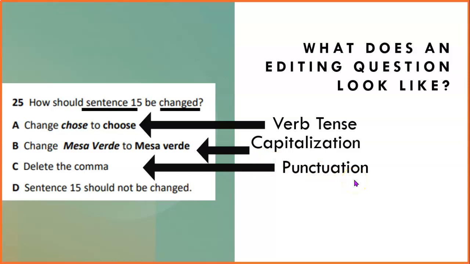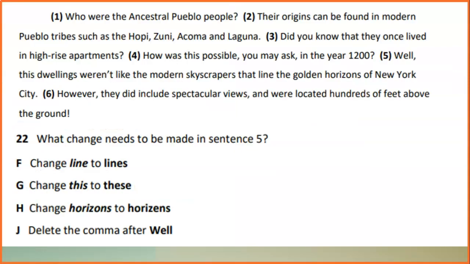So this is the strategy we're going to use. And I need you to make sure that you are following along in OneNote with the activity, because we're going to do 2 questions together, and then it's going to be on you. So here is a question from the passage. If you will go ahead and find question number 22, it says, what change needs to be made in sentence 5? Sentence 5 says, well, these dwellings weren't like modern skyscrapers that line the golden horizons of New York City.